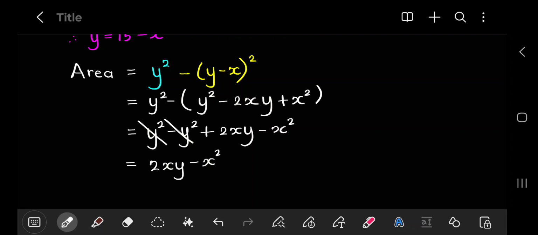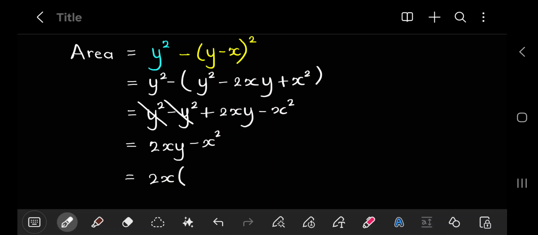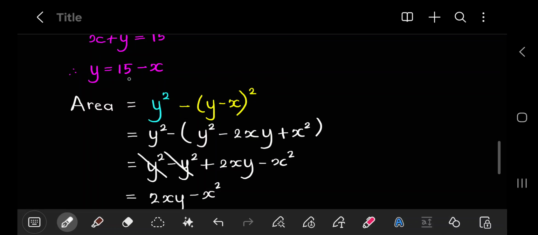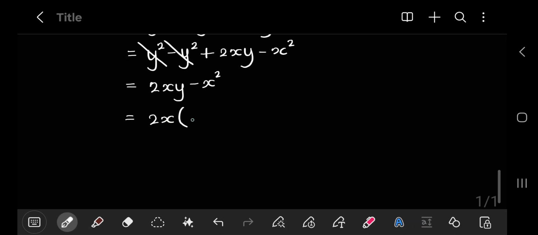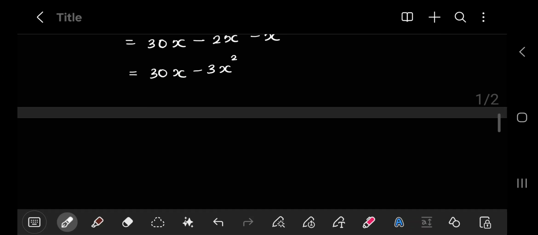Now, how does this help us? You guys, we previously have gotten y in terms of x. Let's replace y in this equation with what it was equal to before. We had y as 15 minus x. Let's take that 2x and multiply in. We're going to get 30x minus 2x squared. Then we also have a minus x squared next to that. Gathering like terms, we have 30x minus 3x squared. So this gives us a nice equation for area in terms of x.